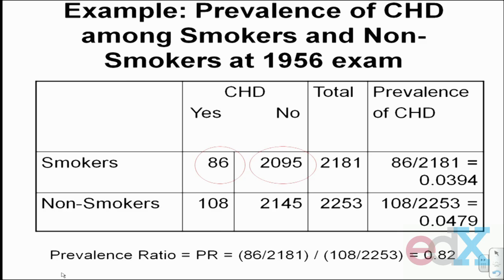Meaning when I looked at this cross-sectional study among the 2,181 smokers, when they were asked, have you been previously diagnosed with coronary heart disease, 86 of them said yes, and 2,095 said no. But if some of those people who said no really did have coronary heart disease, but just had never had it diagnosed, they would have been moved into the yes group if they had been tested, as often, say, as the non-smokers had been tested.